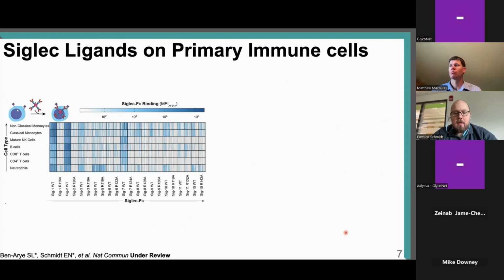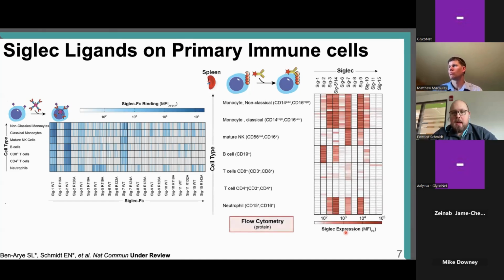To complement this, we're not just interested in where the Siglec ligands are, but also where the Siglecs themselves are. Using the same 10 biological replicates, we measured Siglec expression and noticed a couple of interesting things. I could talk about this slide for a while, but I'll highlight a few. On the left, we can look at the Siglec-1 ligands, and we can see that all of the subsets of immune cells that we looked at have Siglec-1 ligands, particularly classical and non-classical monocytes. But there isn't any subset that really expresses Siglec-1 under healthy conditions.